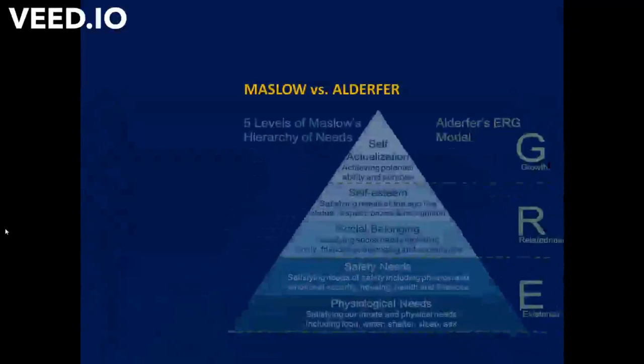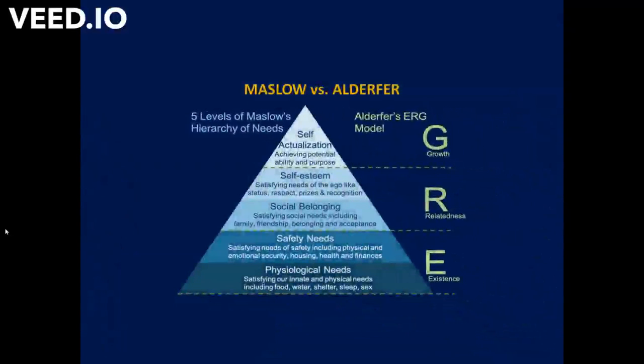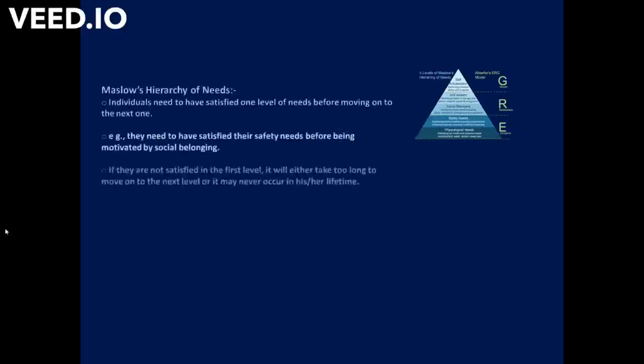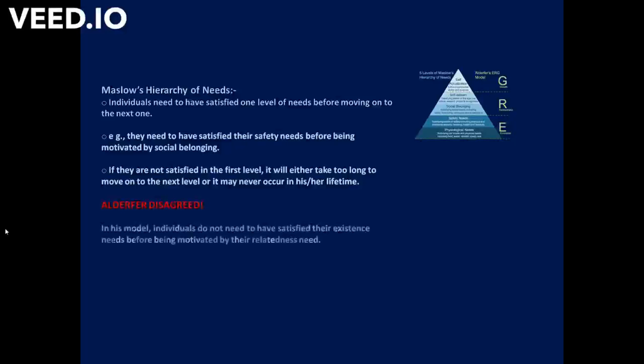Maslow versus Alderfer. In Maslow's hierarchy of needs, individuals need to have satisfied one level of needs before moving on to the next one. For example, they need to have satisfied their safety needs before being motivated by social belonging. If they are not satisfied in the first level, it will either take too long to move on to the next level, or it may never occur in his or her lifetime.